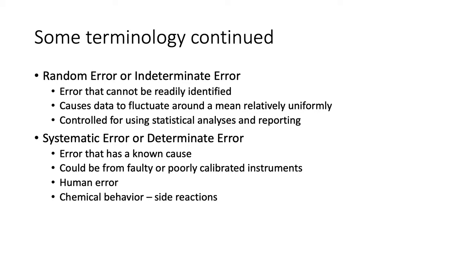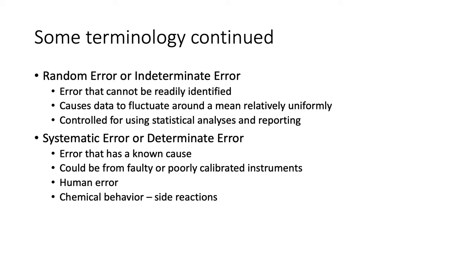Systematic or determinate error is error that has a known cause. And that could be from faulty or poorly calibrated instruments, human error, or chemical behavior and side reactions. So if you intended to get 5 grams of product and you got less than 5 grams, then you know that there is some error associated with your experiment. And it could be because maybe some of your iron oxidized, or maybe you spilled some of your ferrocene, or maybe you were not taring the balance every time you used it. So that'll introduce error into your measurement if you were using the equipment improperly.